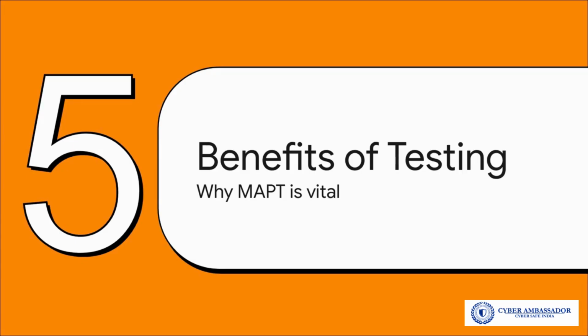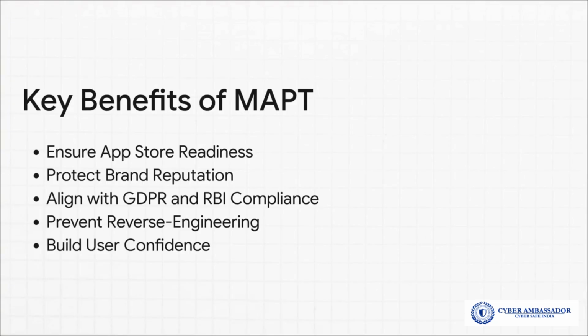And finally, Section 5, benefits of regular testing. So, why is this kind of proactive testing a total necessity for modern businesses? Well, beyond ensuring App Store readiness so Apple or Google doesn't reject you, MAPT fundamentally protects your brand's reputation. It prevents those PR nightmares like massive data leaks. It also ensures you're playing by the rules, keeping you compliant with strict data laws like GDPR. Plus, it hardens your code to prevent reverse engineering by competitors. But above all else, it builds user confidence. In a hypersensitive, privacy-conscious world, a genuinely secure app is how you win fierce user loyalty.